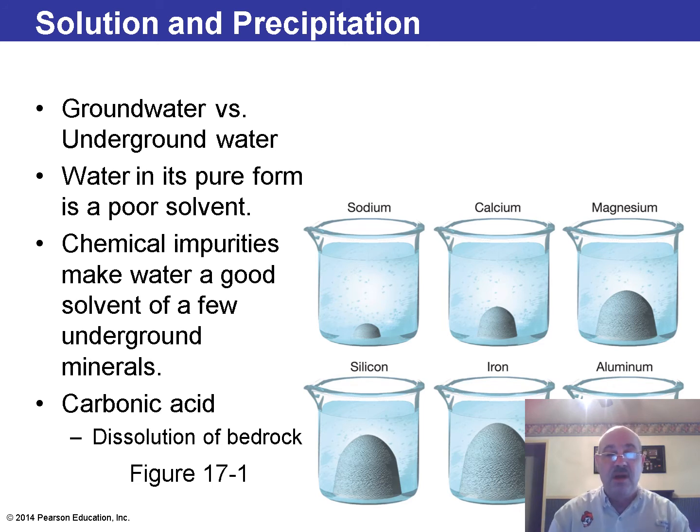If you'll look, we have six elements here. One of the things you'll see on the test, so take note, is sodium, calcium, magnesium, silicon, iron, and aluminum. If you'll notice, sodium dissolves best in water, so it's more dissolvable in water than any of the others. And aluminum is the least dissolvable. You might want to remember that.